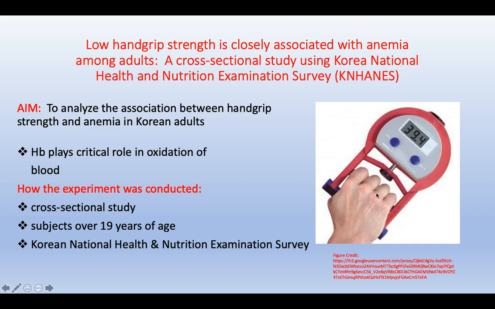They used subjects over 19 years of age, and the Korean National Health and Nutrition Examination Survey is done by an organization that would be analogous to our CDC. So they had lots and lots of information. They knew the people's physical activity, illnesses, age, socioeconomic status, sex, and lots of other data.